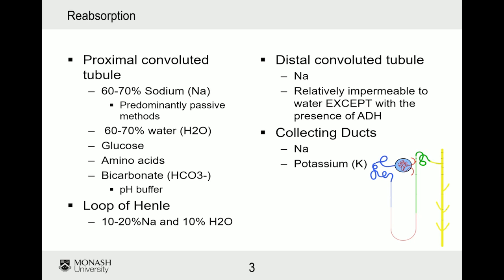So reabsorption, where does it happen? Well, we've said it happens in the nephron, yes. But more specifically, most of it happens in the proximal convoluted tubule. This is the primary site for reabsorption. 60 to 70% of sodium is reabsorbed, as is 60 to 70% of water. Mostly this happens through passive methods, so no energy is required. But there is part of it that requires energy.